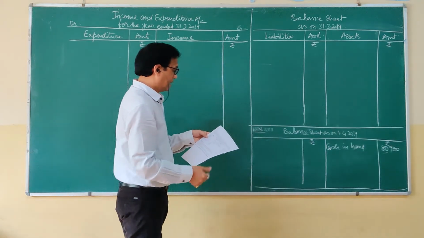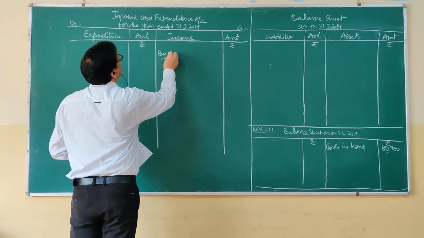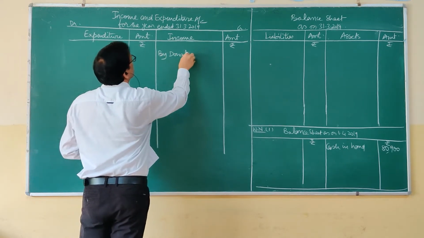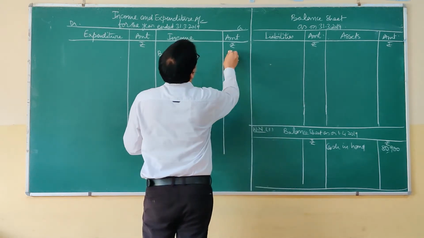80,900. Then second is donations. As I told by reading, it is a general donation. So we take it in the income and expenditure account, income side. Donations, 39,000 we have received.